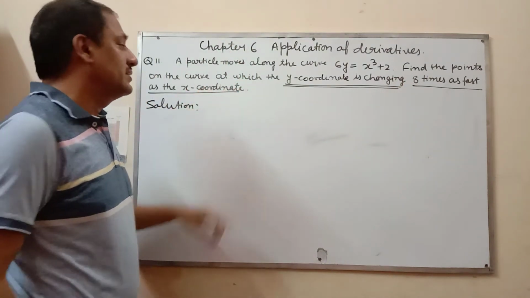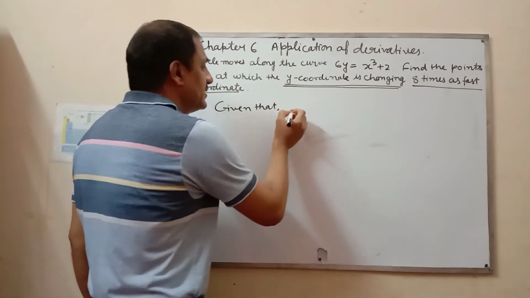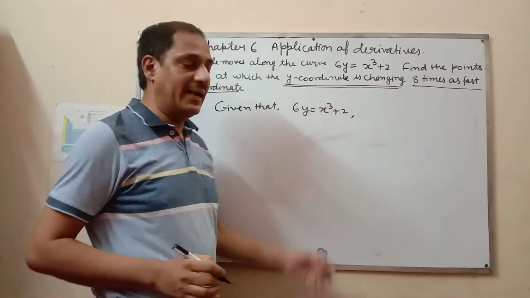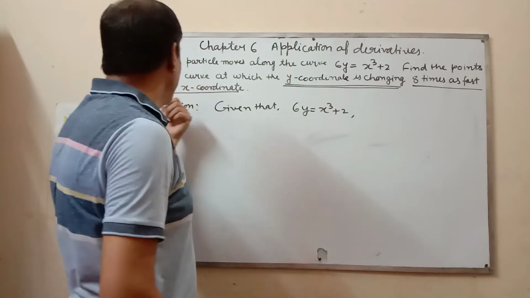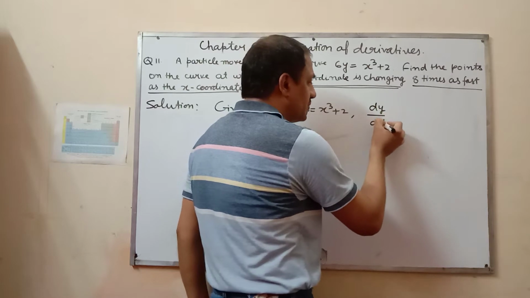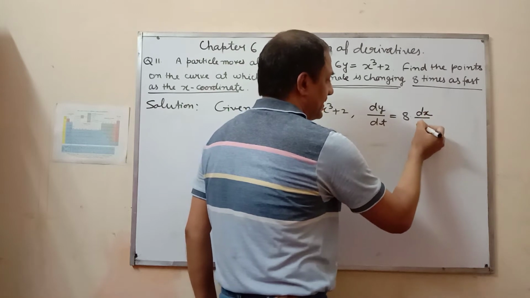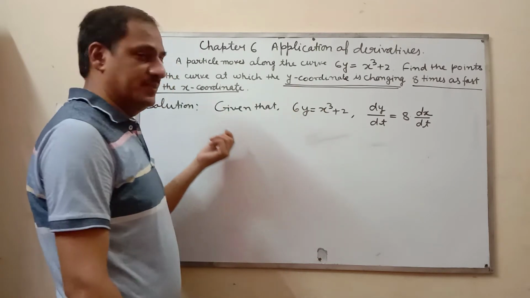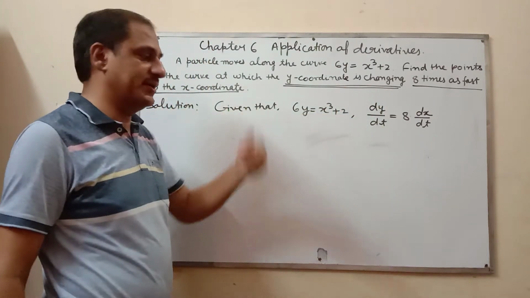In this question, given that 6y = x³ + 2, and another thing, the y coordinate is changing 8 times as fast as the x coordinate. It means dy/dt = 8 dx/dt. It is given that. We are going to find the points on the curve at which the y coordinate is changing 8 times as fast as the x coordinate.